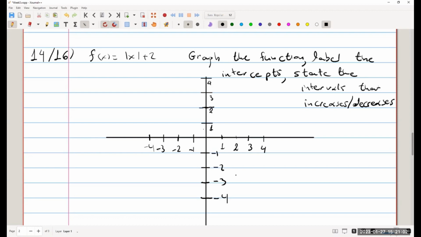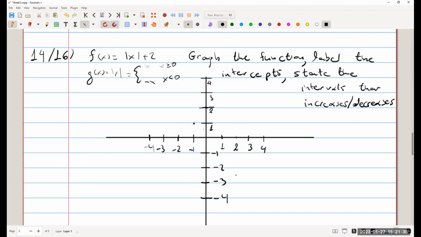We have to graph the function and label the intercepts. The function is absolute value of x plus 2. So the way I recommend you do this is you start by graphing the general absolute value function, absolute value of x. As we see in the lecture videos, this is equal to x for x greater than or equal to 0, and minus x for x smaller than 0.